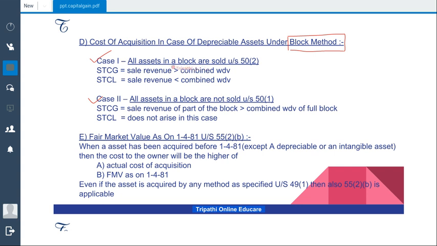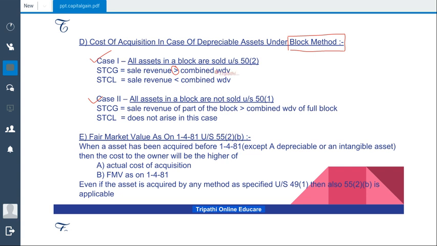So if you sell all the assets in the block, then you will have short-term capital gain if sale revenue is greater than combined WDV. So what do you mean by combined WDV? Combined WDV is nothing but your opening WDV plus new purchase. So let's say if your opening WDV is 1 lakh and new purchase is 2 lakh in a particular block, so your combined WDV will be 3 lakhs.